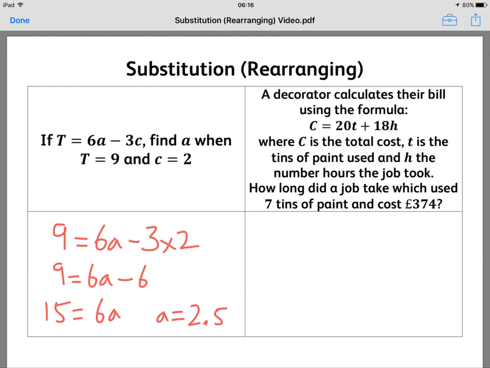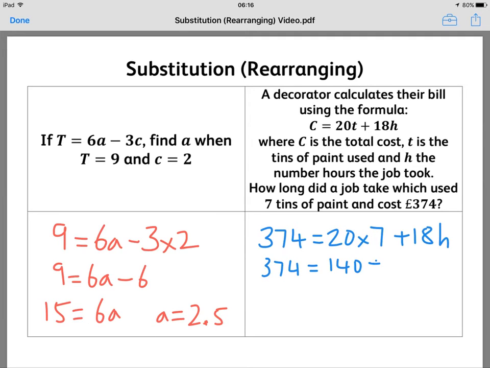So cost is 374. All right, we've got 20 lots of 7, plus 18H, and it's H that we're trying to find. So we've got 374 equals 140 plus 18H. Take 140 away from both sides, so that's 234 equals 18H. All right, hold on, 234, what am I doing? So that's minus 140, 234. And so I need to then divide by 18, H equals 13.